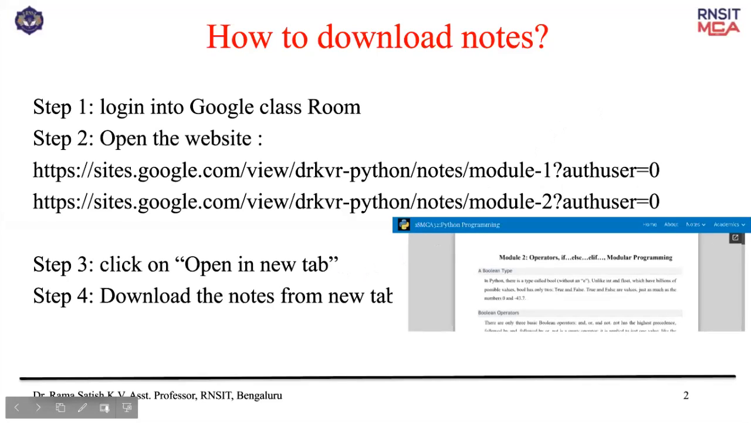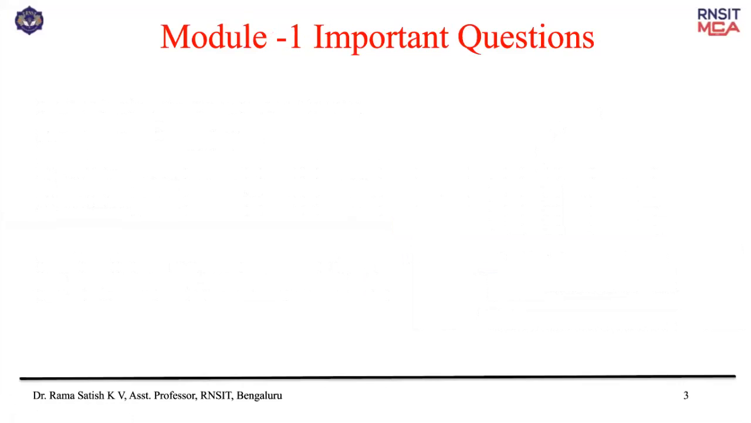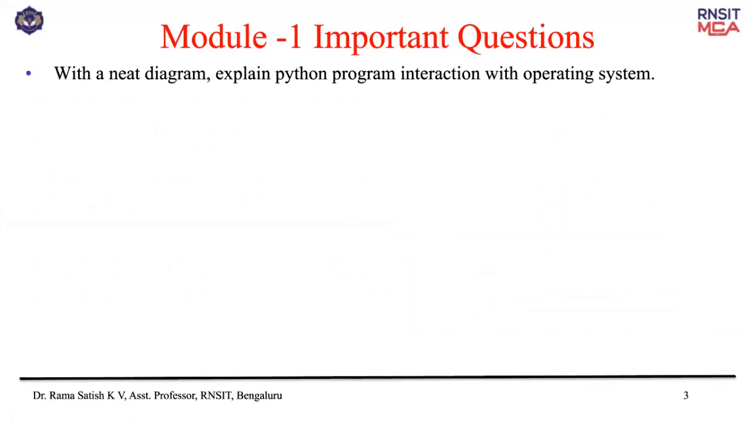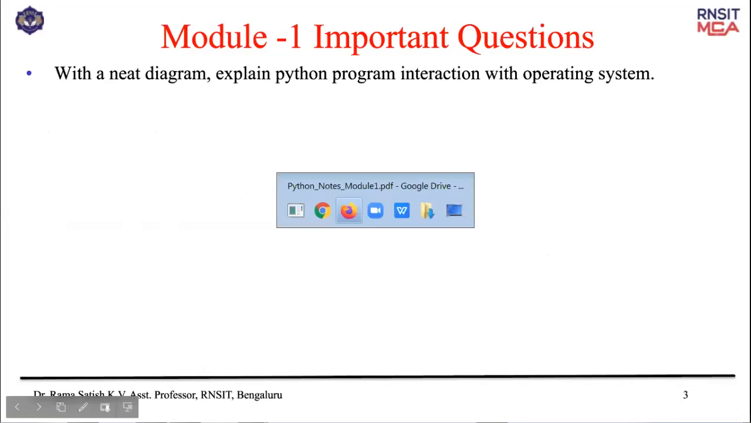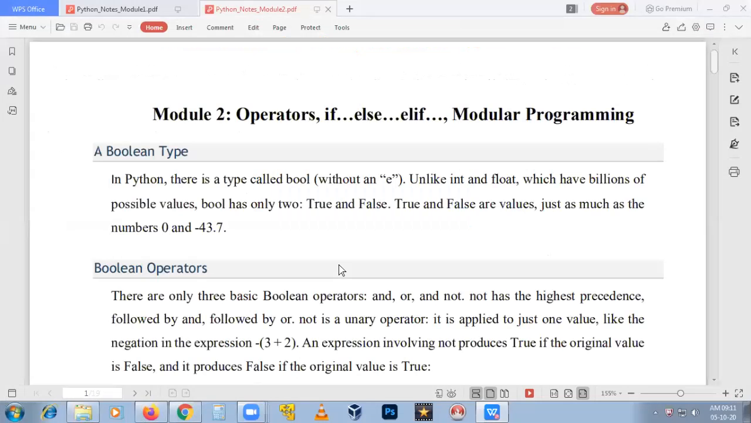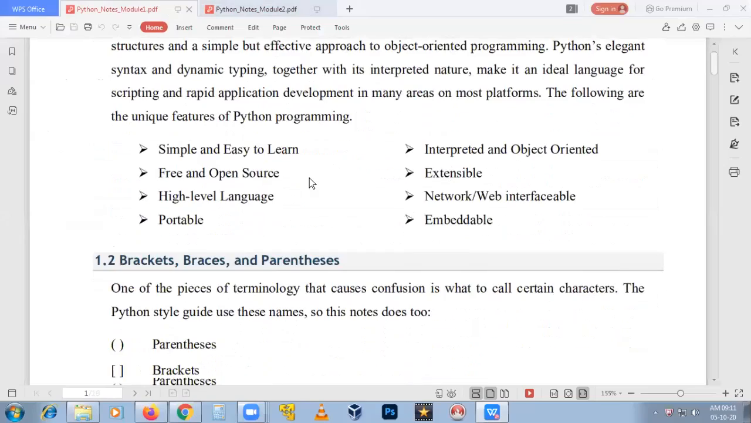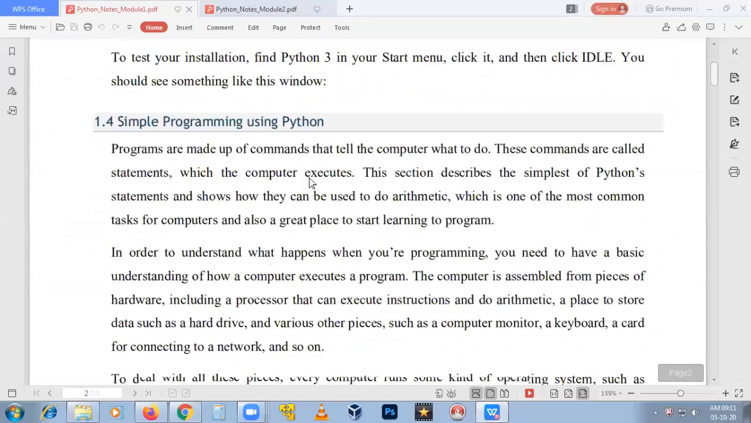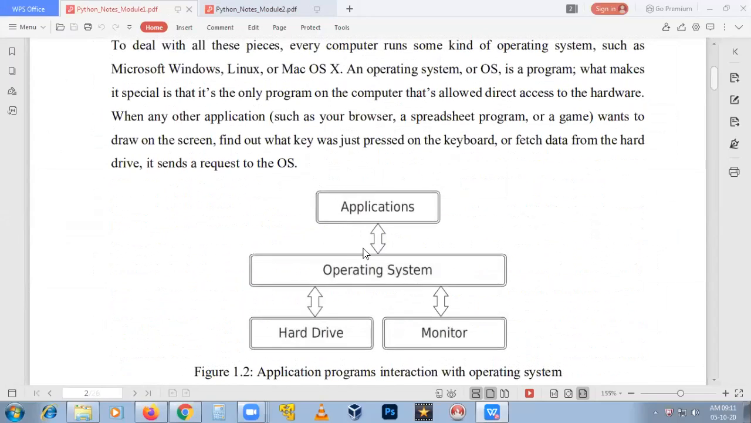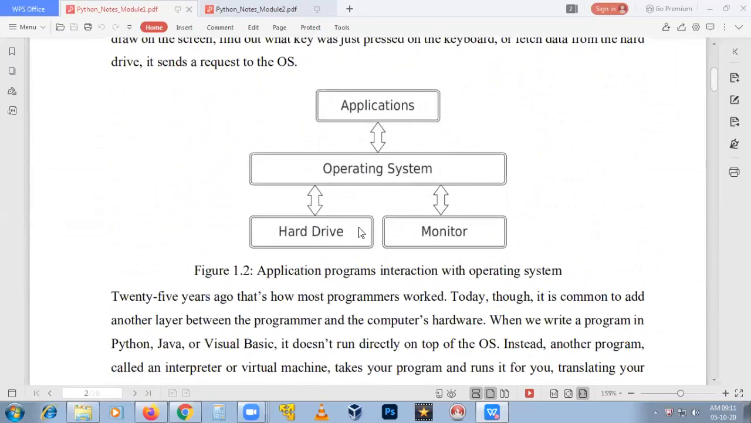Okay, moving further, some important questions. If I look into the previous question papers, this question is very common: with a neat diagram, explain Python interaction with the operating system, how exactly Python executes the program. For this, it is there already in the notes. So I'll just open the notes. You can see I have given how exactly it interacts with the operating system, the operating system architecture, how exactly it works.